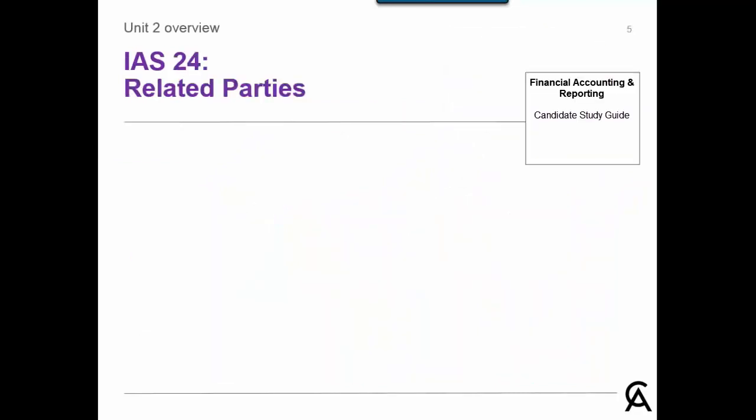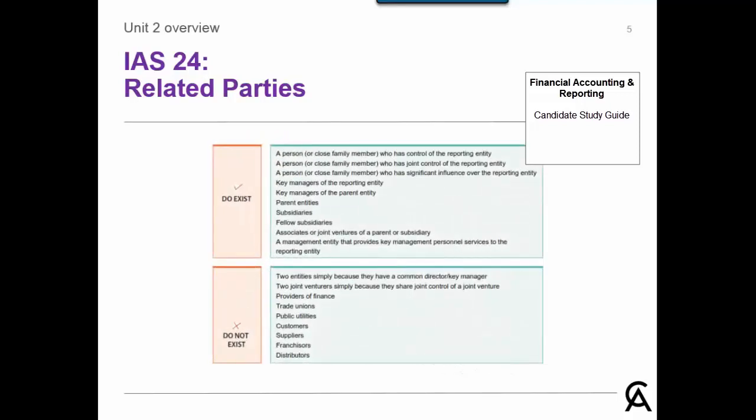Related parties can be tricky to apply in practice, but we're looking at it at a pretty basic level here. In professional practice, the disclosures are extensive, but in the Fin module, we are just looking for an awareness of the definitions and disclosure requirements. An example is given on page 2-29, and Activity 2.4 allows you to practice your understanding in identifying related parties.